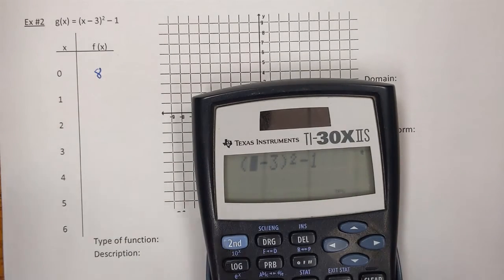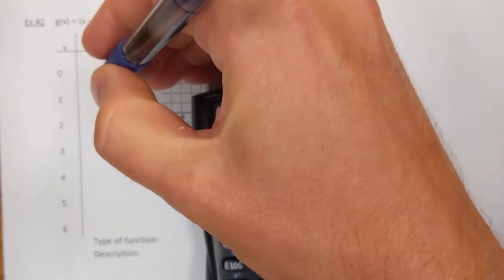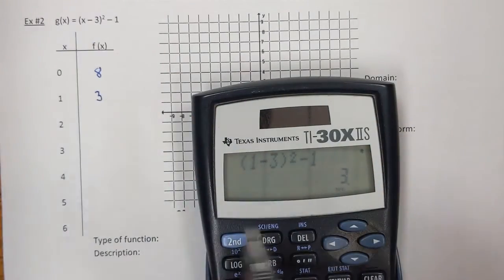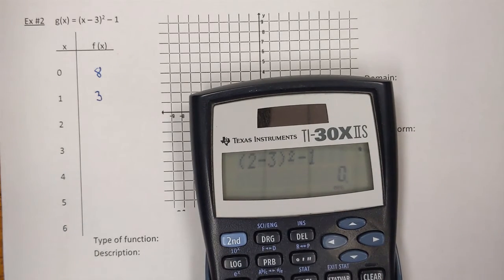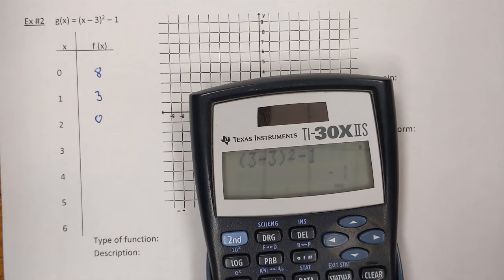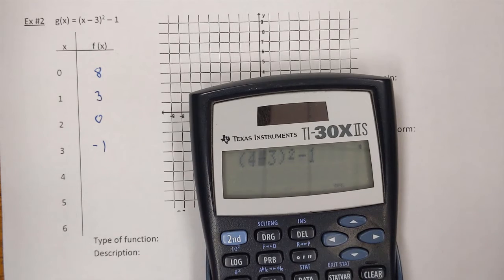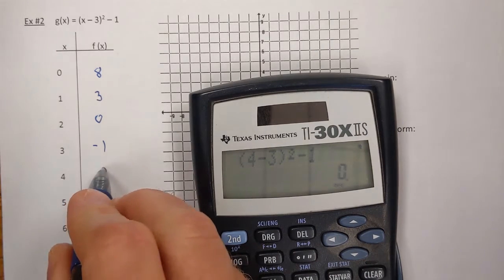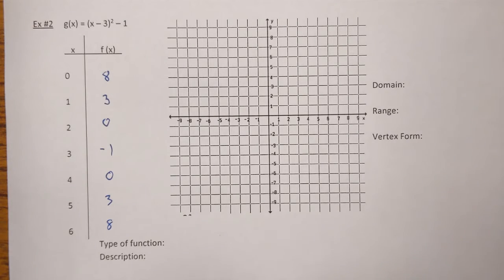And then I'm going to do the same. I'm going to put a 1 in place of the x. I get a 3. I'm going to continue. I'm going to put a 2, a 3, a 4. If I plug a 2 in for x, there's what I get. If I plug a 3 in for x, I get a negative 1. If I plug a 4 in for x, I get a 0. You get the idea. So there is the completed table.